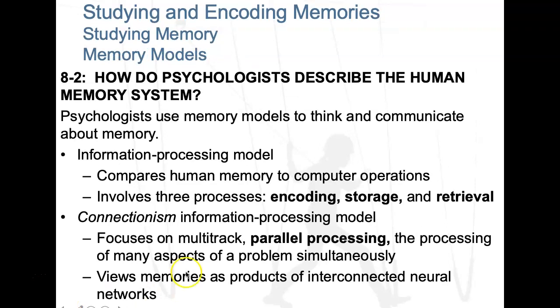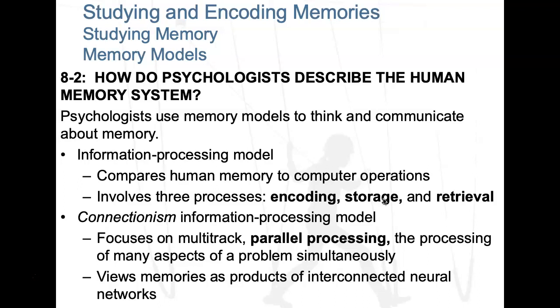All right, so here we have the information processing model. Very important. So the three processes are encoding, storage, and retrieval. I always give students the example of a desktop computer. Think of the encoding as the keyboard, the storage as the storage tower or the hard drive, and then the retrieval as the monitor.